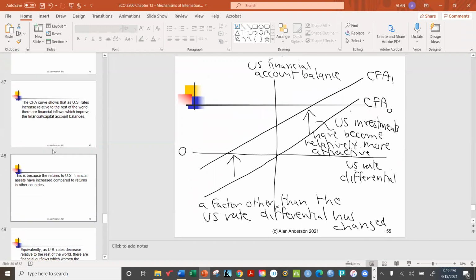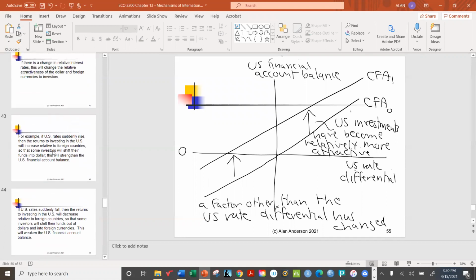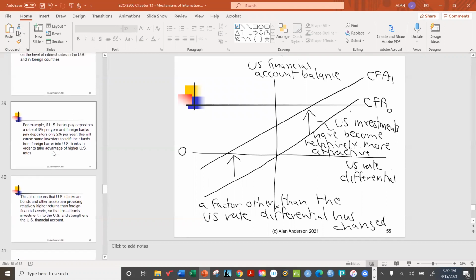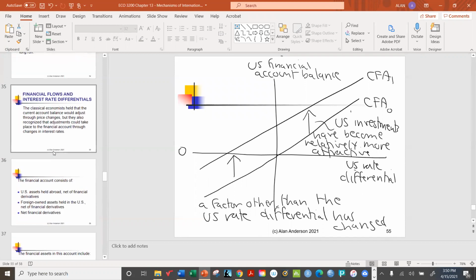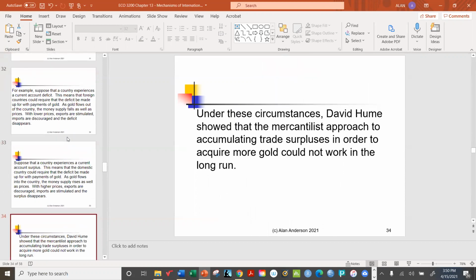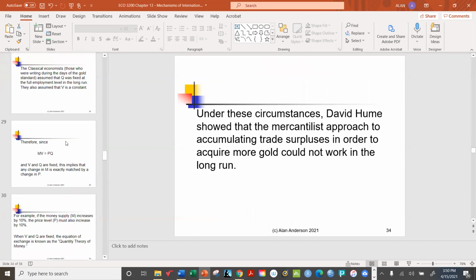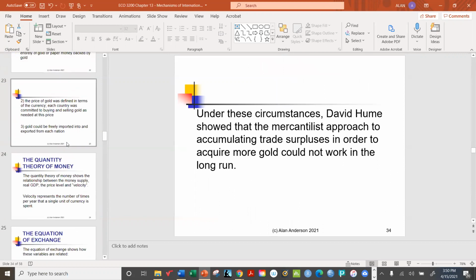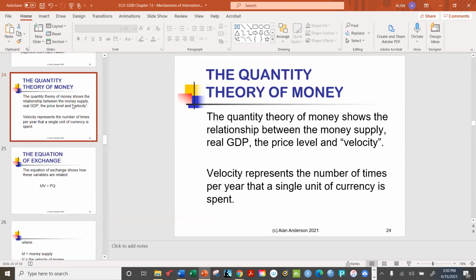So this part was exclusively focused on the financial account balance. Remember, what we were doing earlier was all about prices and the current account balance. Now, obviously, by the way, a lot of this theory goes out the window now because we don't have the gold standard, and the quantity theory of money may or may not actually hold in the short run.